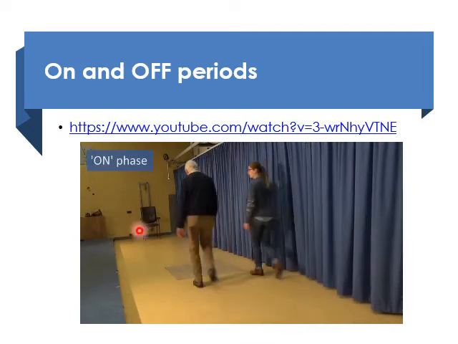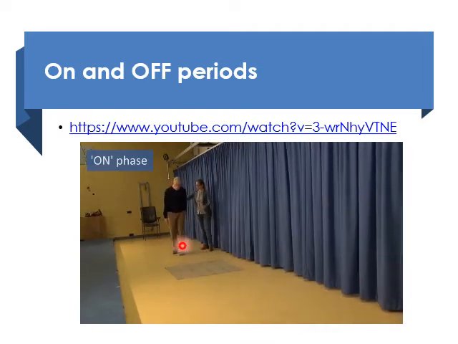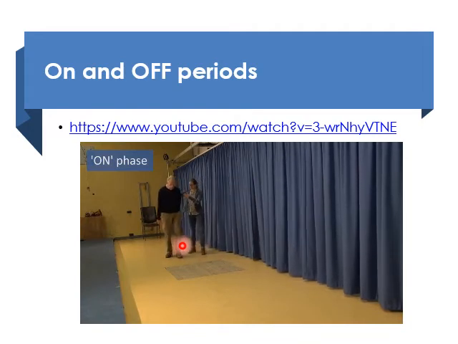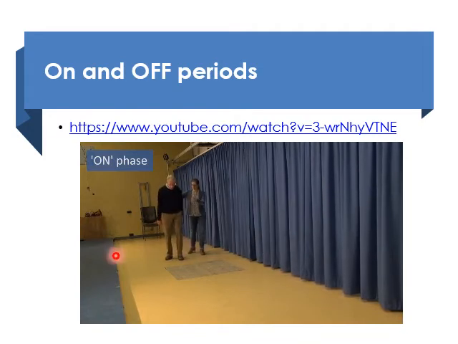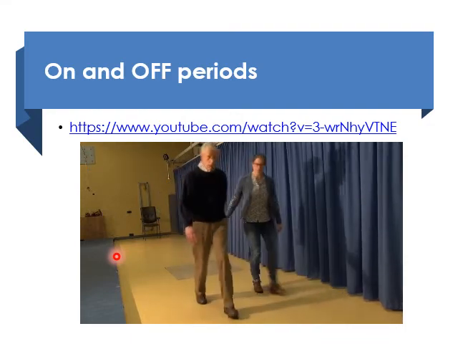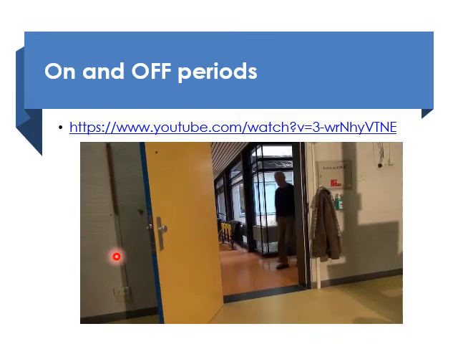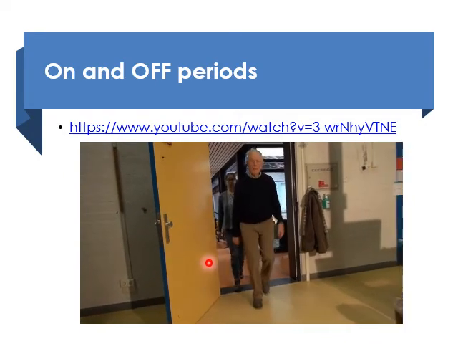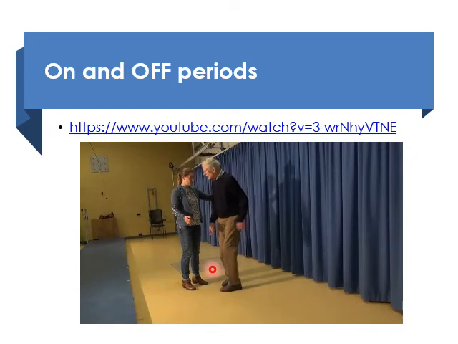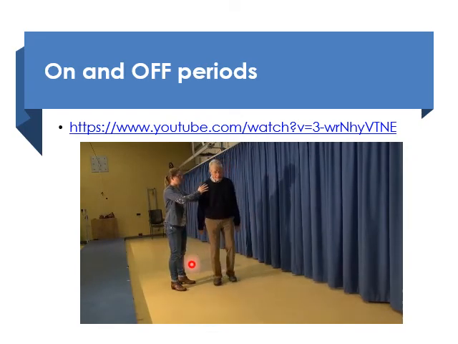During the on phase, we see a marked improvement in the patient's walking pattern with increased step length, improved walking speed, as well as increased bilateral arm swing. Walking through the doorway improves, and so does the performance during the rapid 360 degree turn.